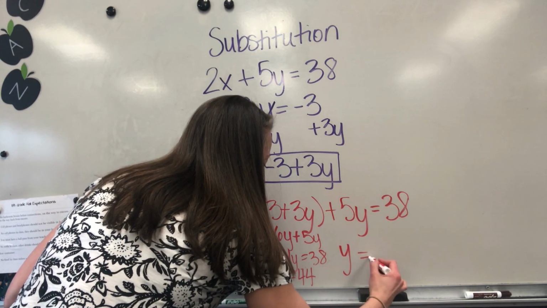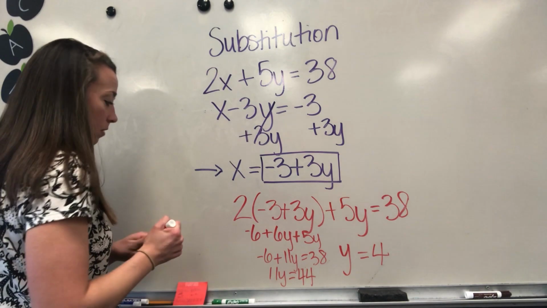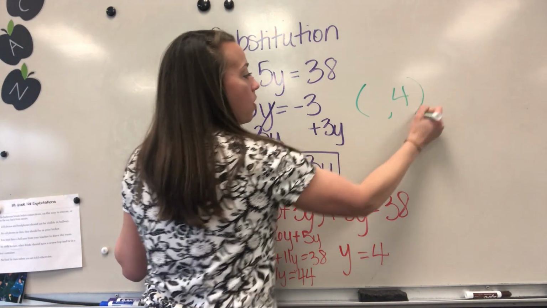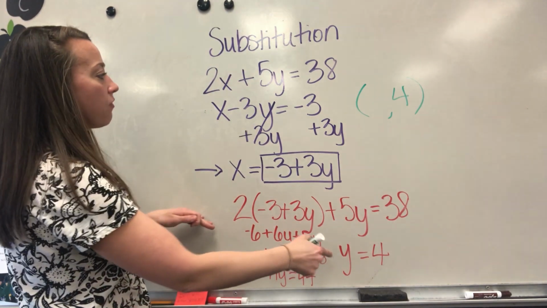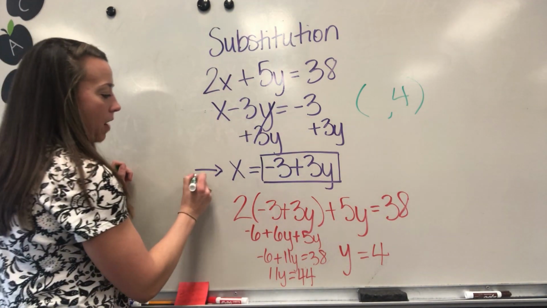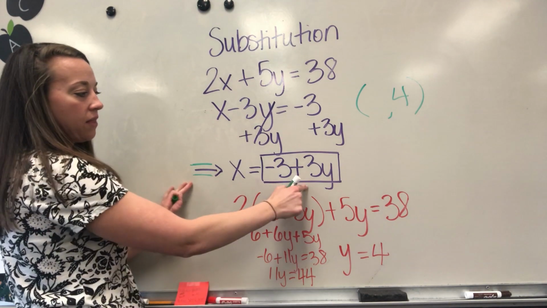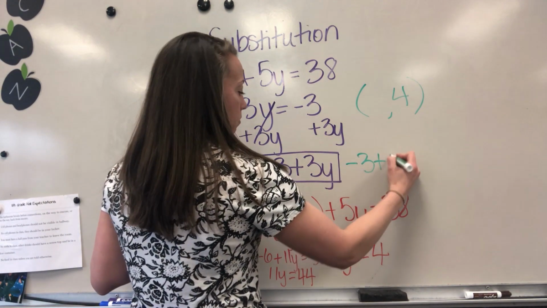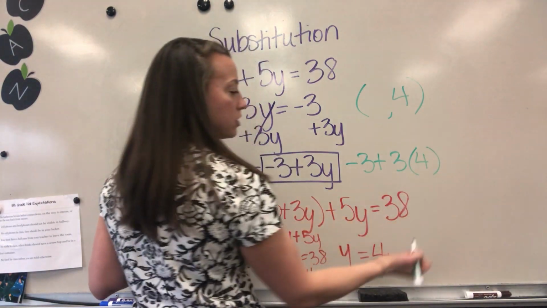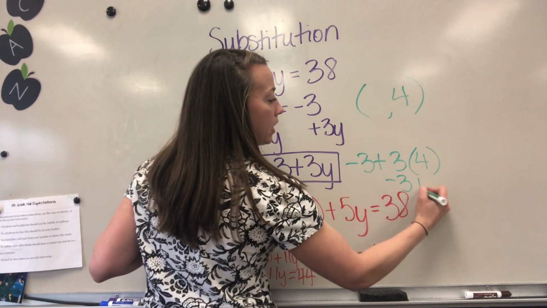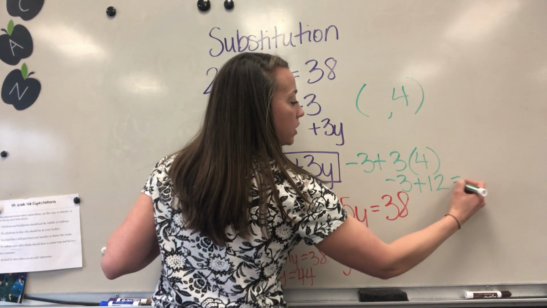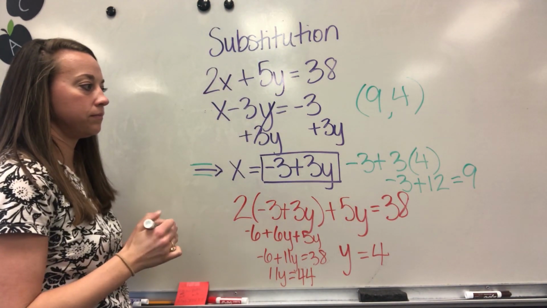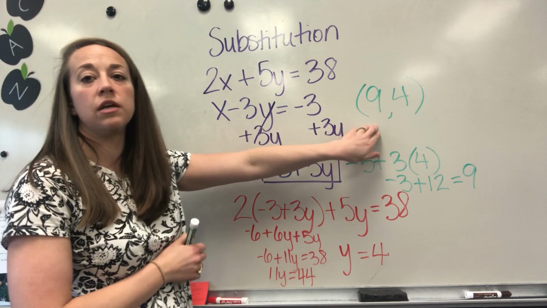So y equals 4. So that's going to be half of my solution. I don't have an x value, but I know that y is 4. So I'm going to take that 4 and plug it back in. Remember I told you I like to plug it back into this equation that I manipulated because it just is easier. So I have negative 3 plus 3 times the y that I just found. So that's negative 3 plus 12, which is 9. So my x value is 9 and my solution is going to be 9, 4.